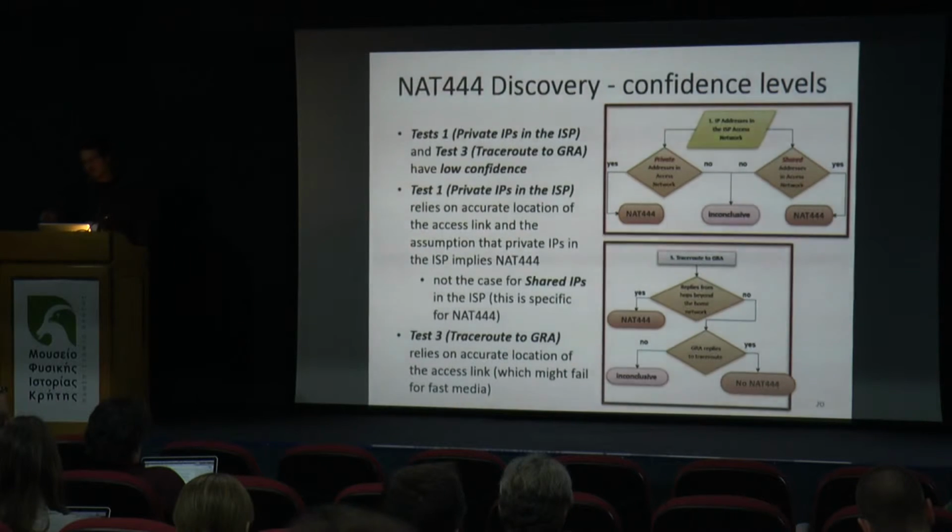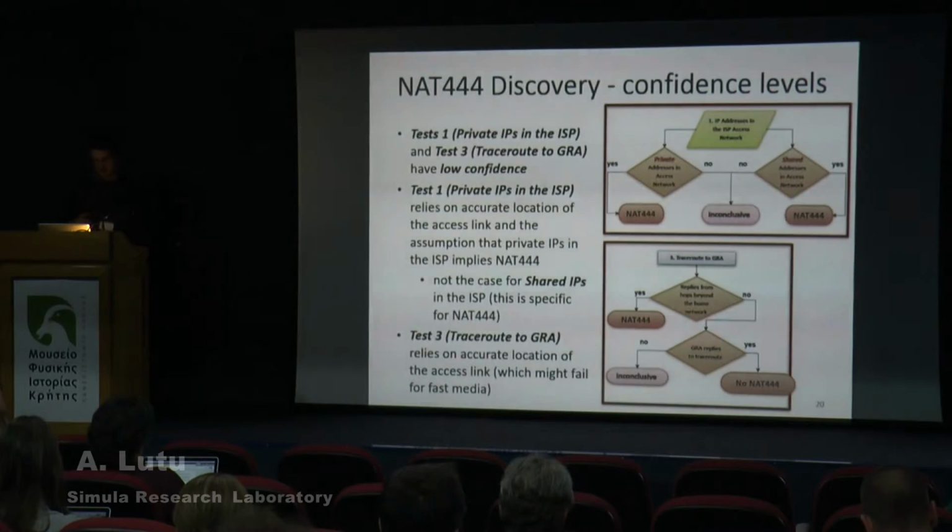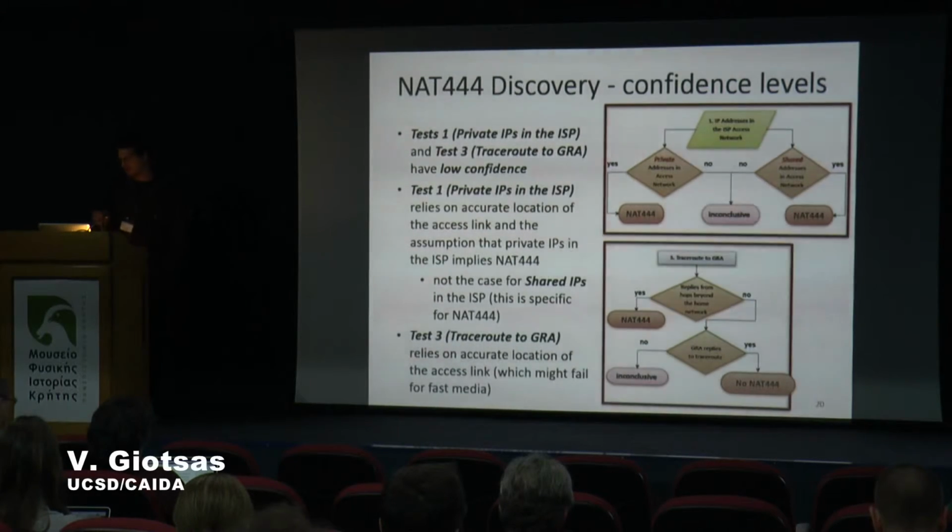And on the other hand, if it detects private IP addresses, it assigns low confidence because such addresses may be used regardless of the presence of NAT444. And also, it assigns low confidence to the traceroute GRA, the third test, because it relies on the accurate inference of the location of the access link, which is heuristics based, so it may fail under some specific conditions.